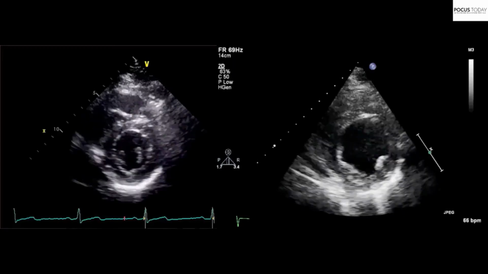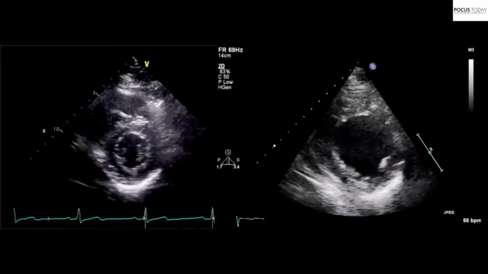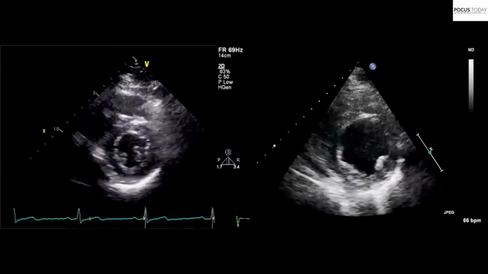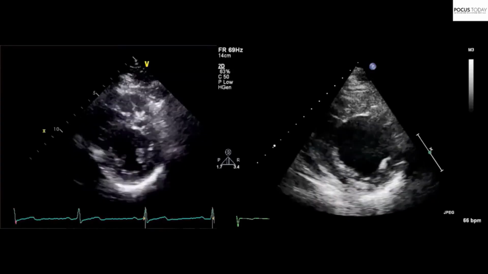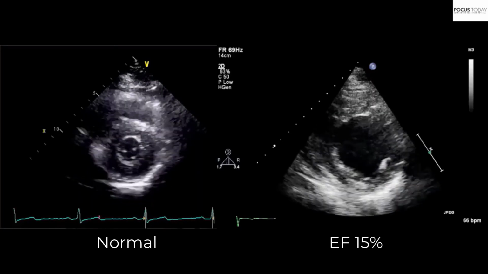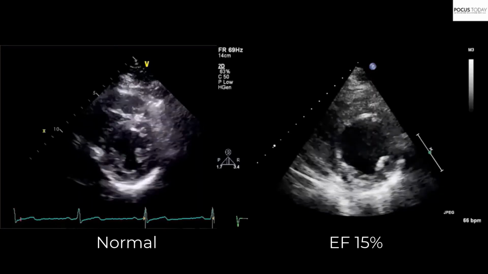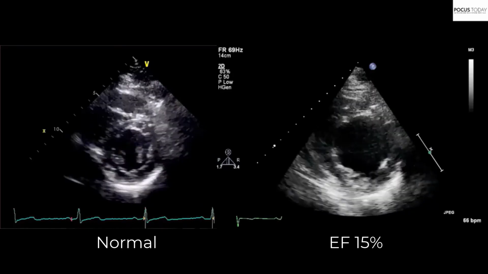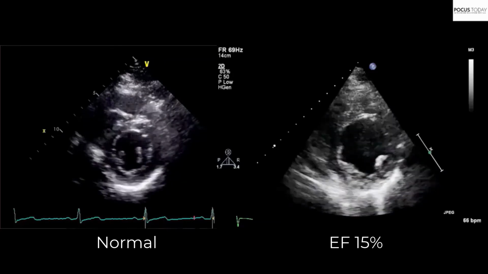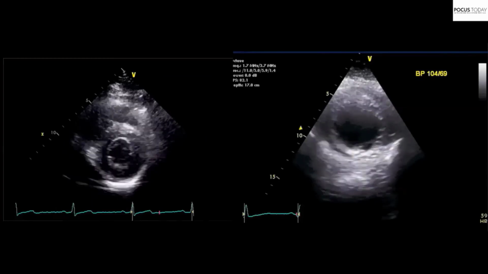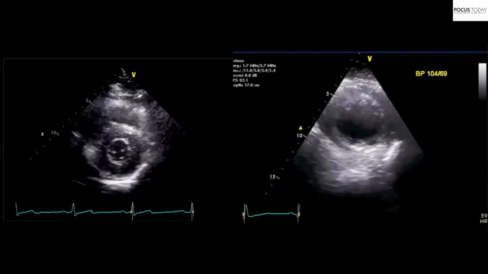We can now look at the LV in the parasternal short axis view. By simple eyeballing, we can tell that the LV on the left is normal. The LV on the left contracts well and there is good wall thickening and circumferential shortening. This is in contrast to the LV on the right. Here the LV walls thicken less during systole and there is limited circumferential shortening seen. The EF on the right is approximately 15%.